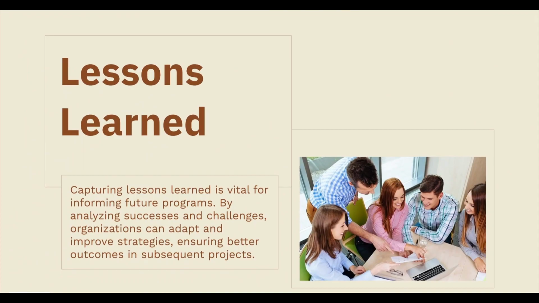Lessons learned. Capturing lessons learned is vital for informing future programs by analyzing successes and challenges. Organizations can adapt and improve strategies, ensuring better outcomes in subsequent projects.